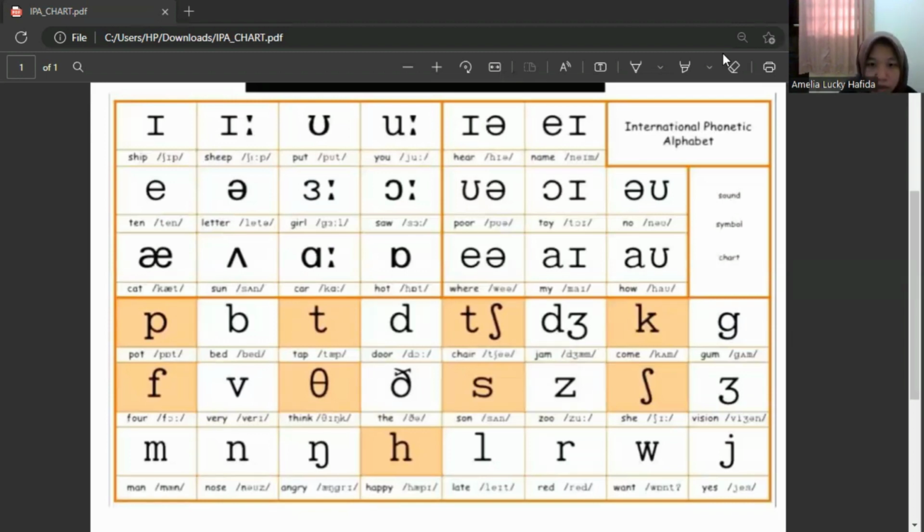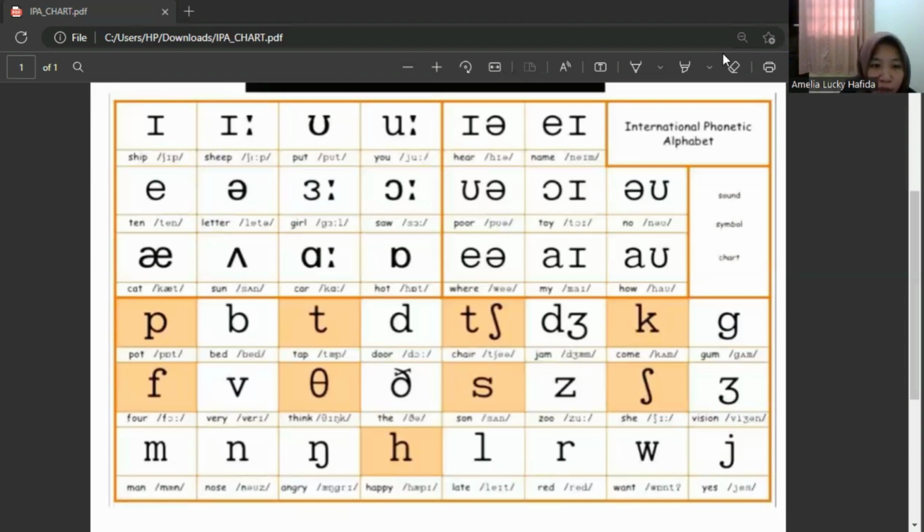Next is ch sound. For example, chair, chair, chair. Next is j sound. For example, jam, jam, jam. Next is k sound. For example, calm, calm, calm. Next is g sound. For example, come, come, come.